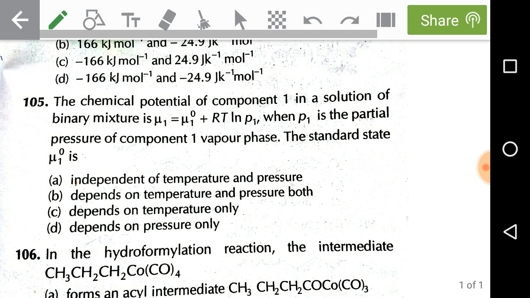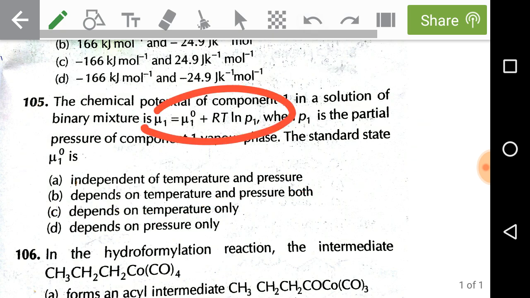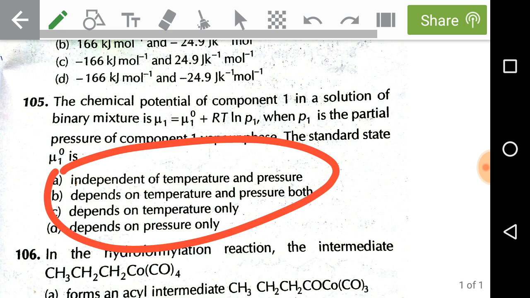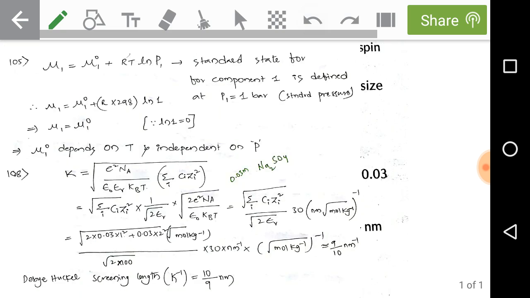And next one, question 105: the chemical potential of component 1 in a solution of a binary mixture is mu1 equals mu1 0 plus RT ln P1, where P1 is the partial pressure of component 1 in the vapor phase. The standard state of mu1 is? Here we are given 4 options. Just check them, and now come to the explanation of 105.